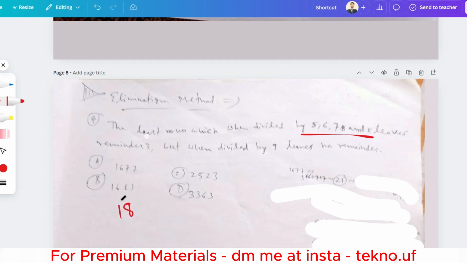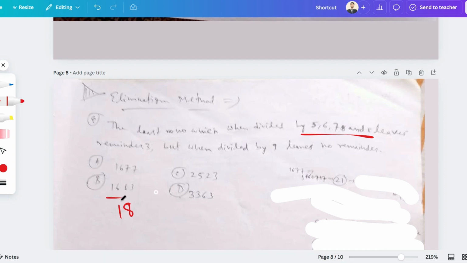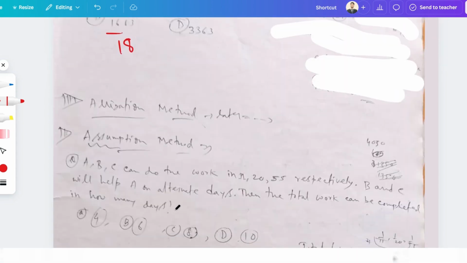So as they have told least number, so let me just find that. 3363, so 6 plus 3, that is 9. Okay, plus 3, that is 12, plus 3, 15. So this can be a probable answer, you can assume that. Okay, after eliminating all this you can get that this is the proper answer. Okay, so this way you can go.